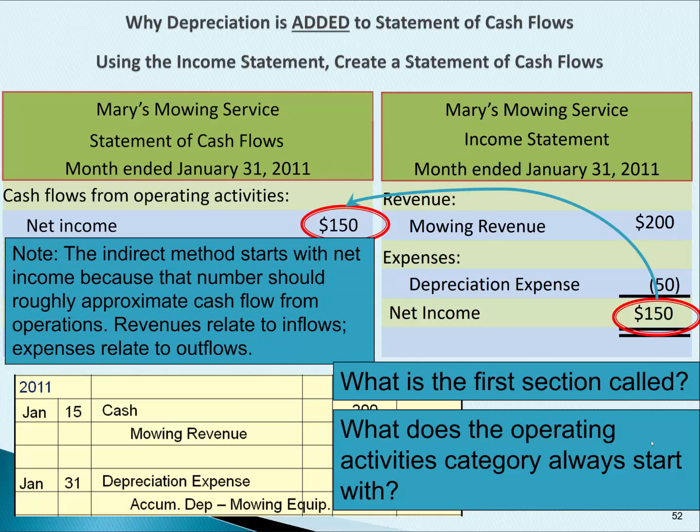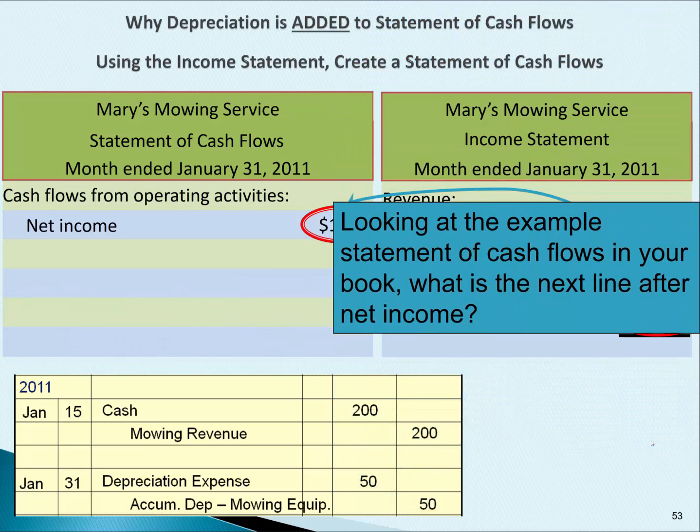Okay, so remember we're doing the indirect method. And why is net income always at the top on the indirect method? That's because the net income will roughly approximate cash flow from operations, as we will see in this example. Revenues relate to inflows and expenses relate to outflows.